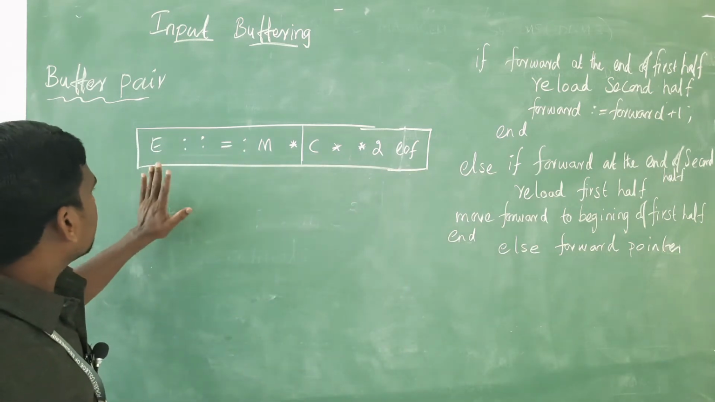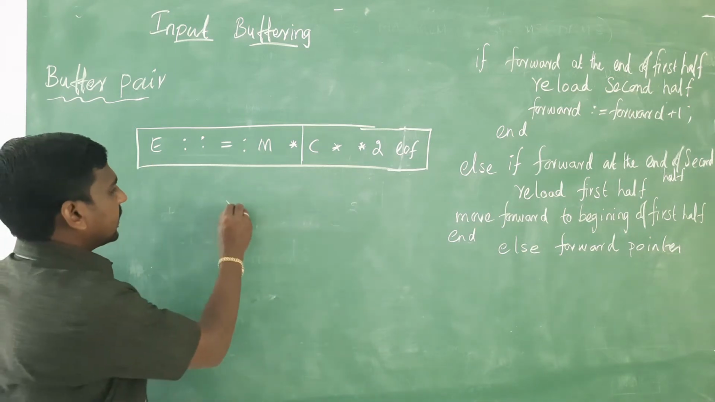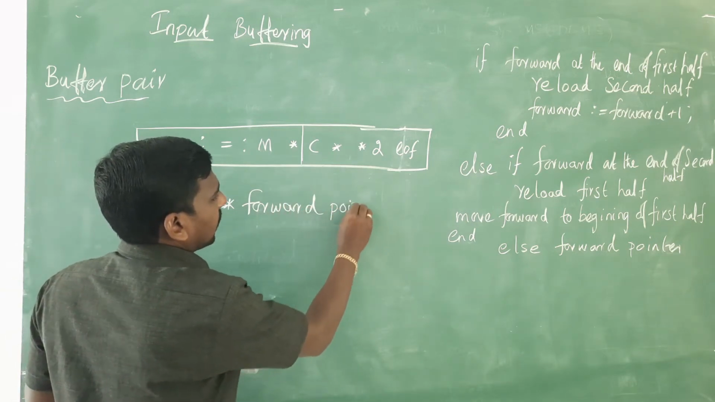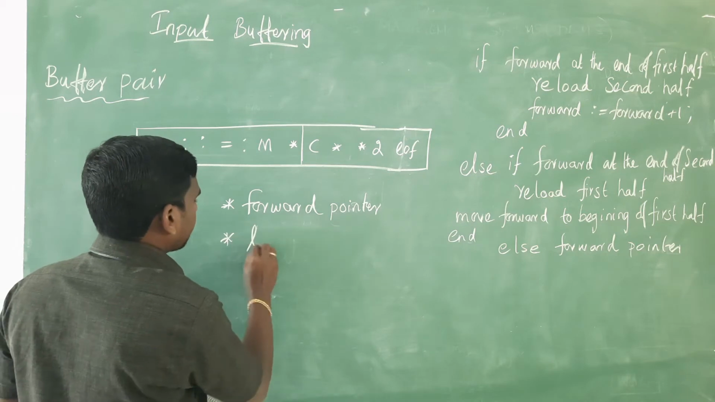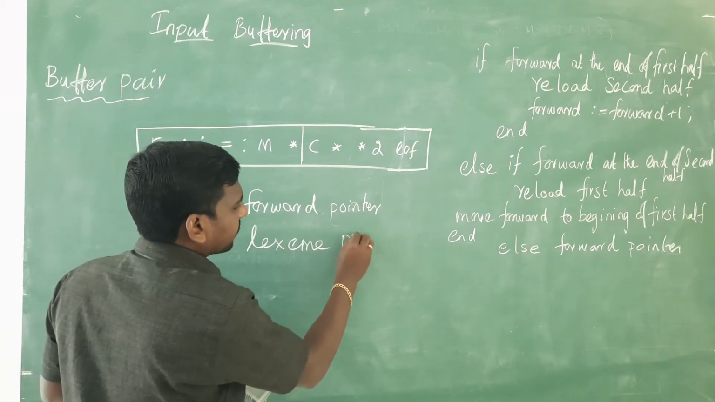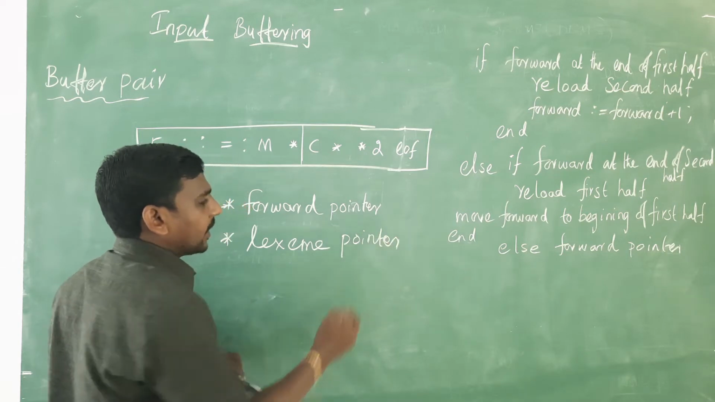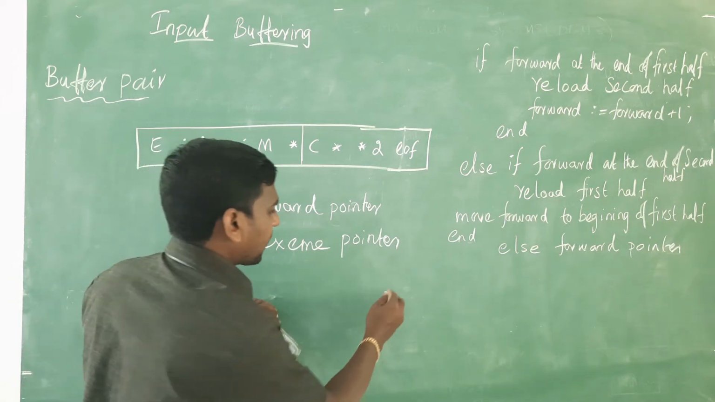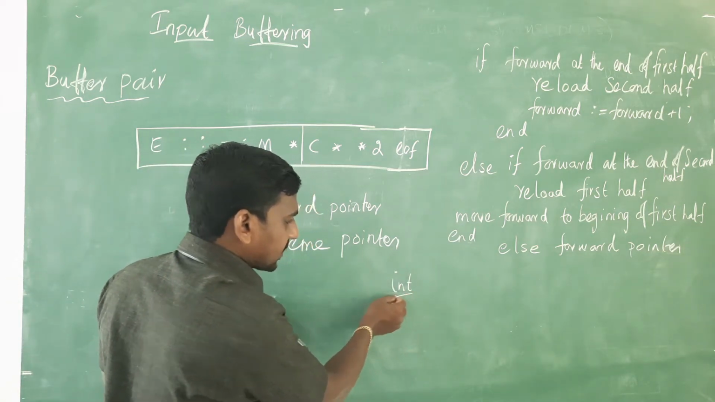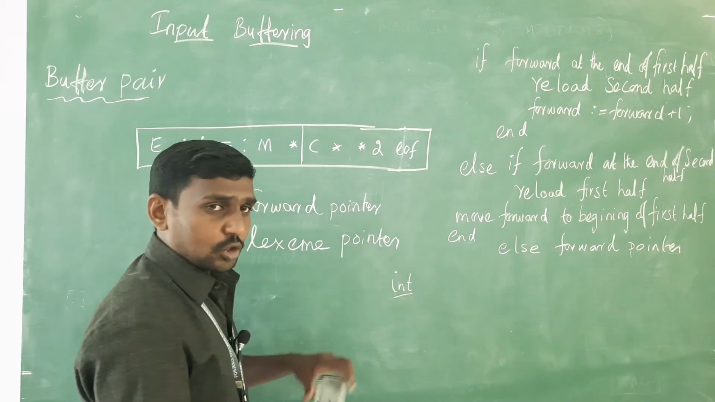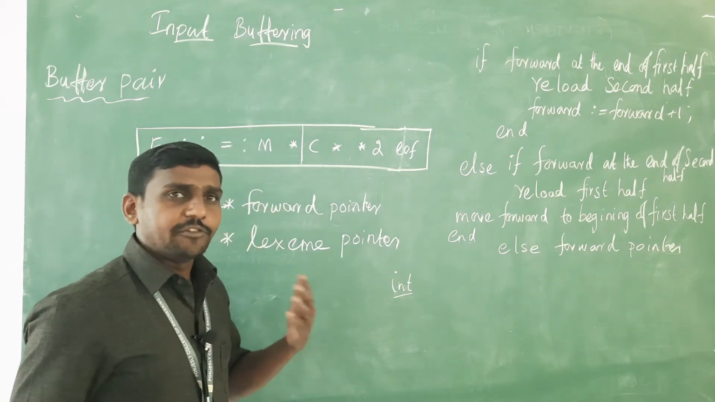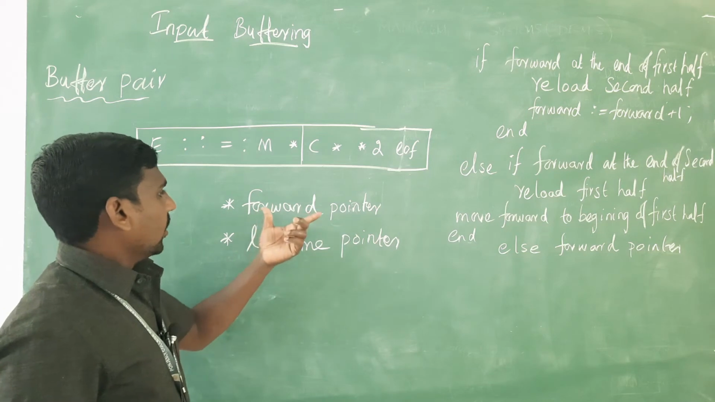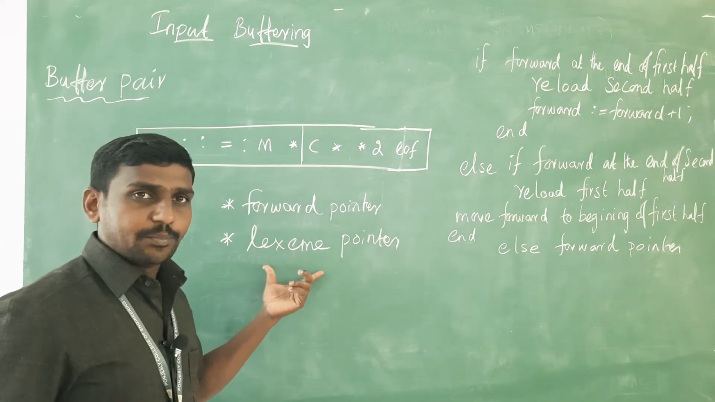Okay, right. So there are two pointers we are using here: one is the forward pointer and another one is the lexeme pointer. What is a lexeme? I told you what a lexeme is. That is a sequence of characters, int. I will treat int as a token. This is a token or lexeme. Or for example if, and whatever keyword we use, we will say that as a lexeme, right? There are two pointers, forward pointer and lexeme pointer.